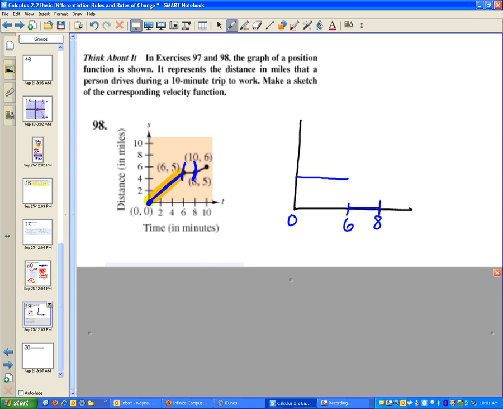All right, and then look what happens from 8 to 10. We're moving again. Is that slope a little less? It's a little bit flatter. They're not going quite as fast. It's rough, right? Now I have a question for you.